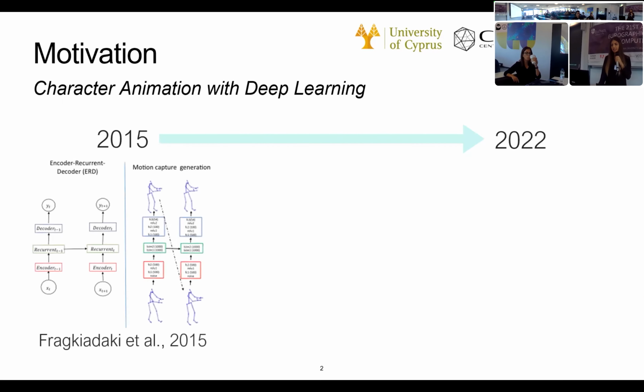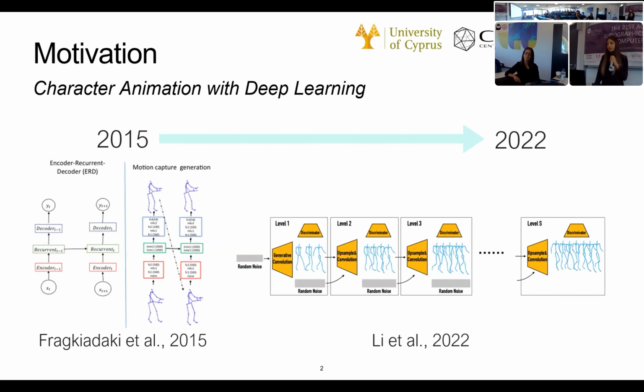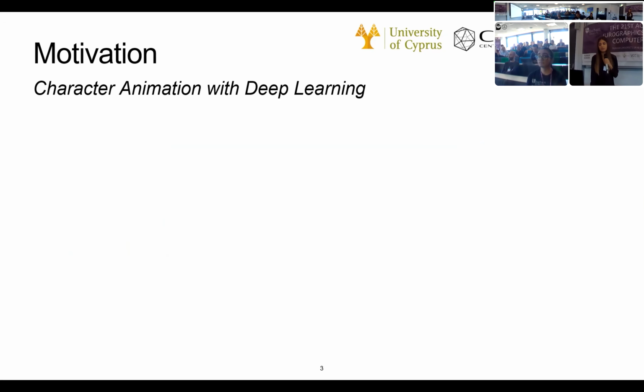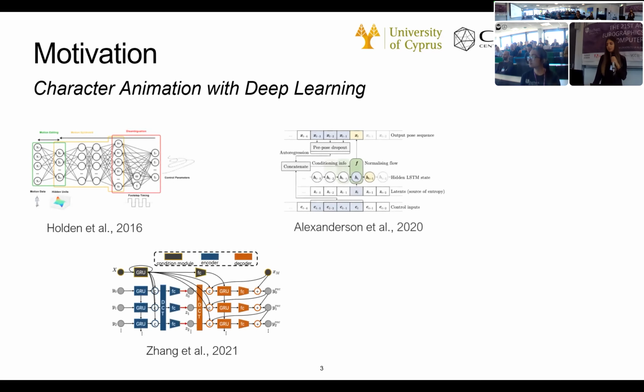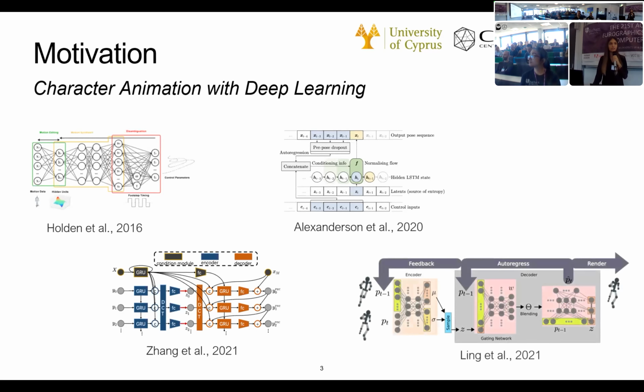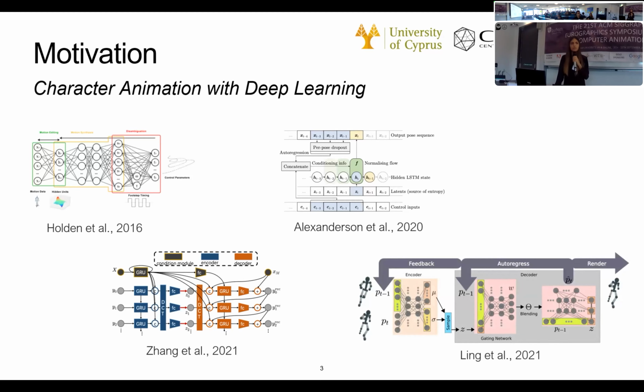From 2015 until today, we have seen significant progress in the field of motion modeling and animation with deep learning. Various models based on temporal convolutions, recurrent models, generative models, as well as deep reinforcement learning have shown promising results which are likely to change the landscape of character animation.